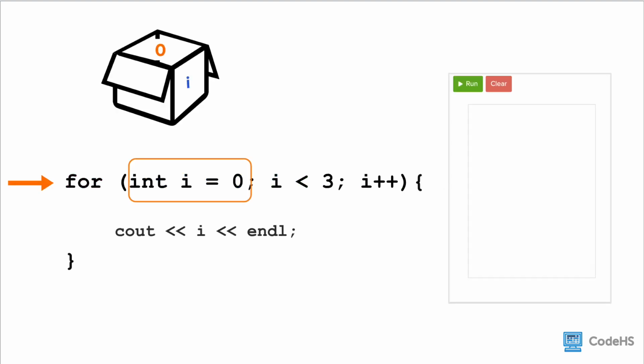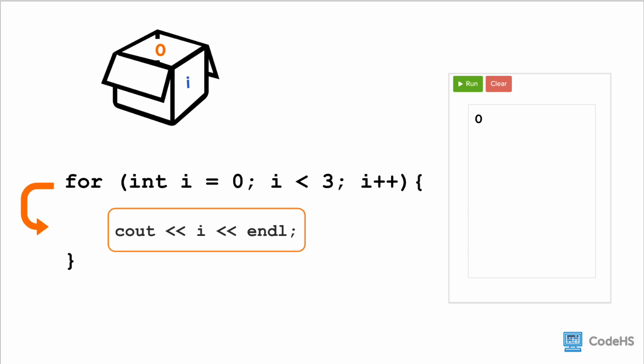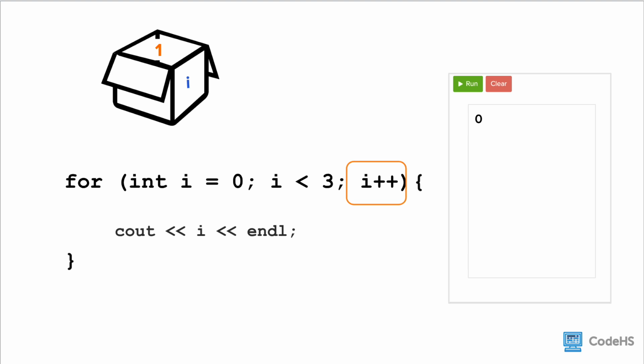Let's look at an example. Here we initialize i with a value of 0. You check the condition, and since i is less than 3, we enter the loop. Once in the loop, i is equal to 0 and the program prints 0. At the end of the loop, i increments up to 1.